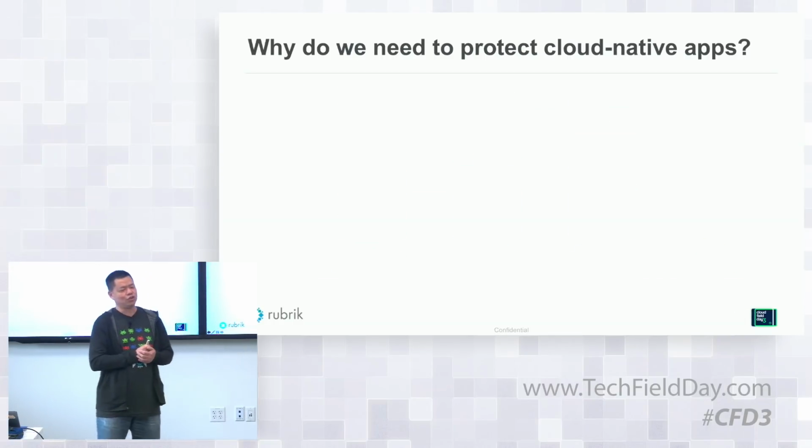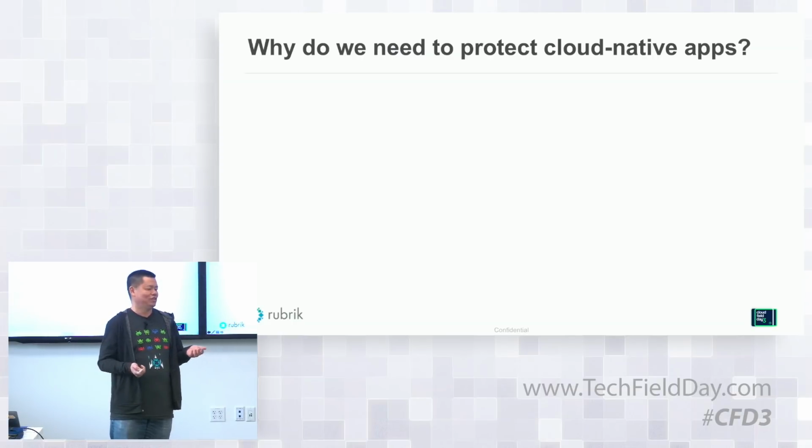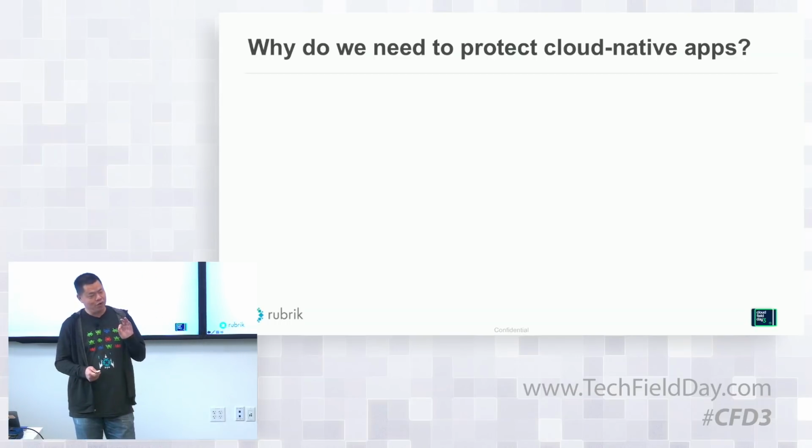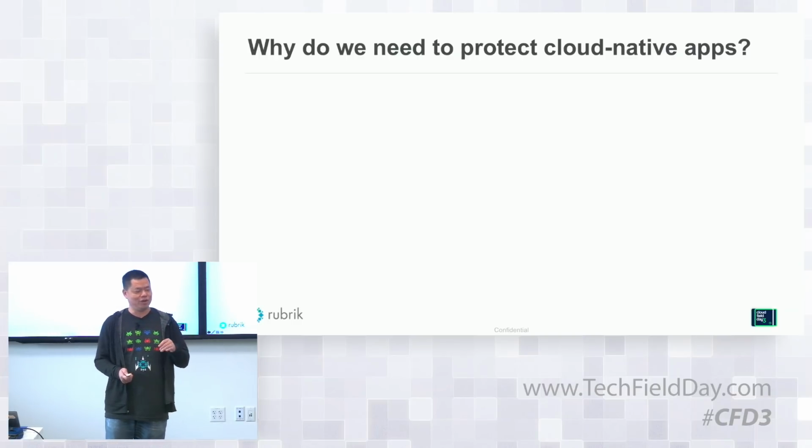So kind of the natural question is, why do we need to protect cloud-native apps, right? We've been told for years, you don't need to protect the data. These are all ephemeral containers or serverless. So I want to hopefully, if you're in that camp, whether you're sitting here or watching in, convince you that it's actually important to protect data, even if it's cloud native.